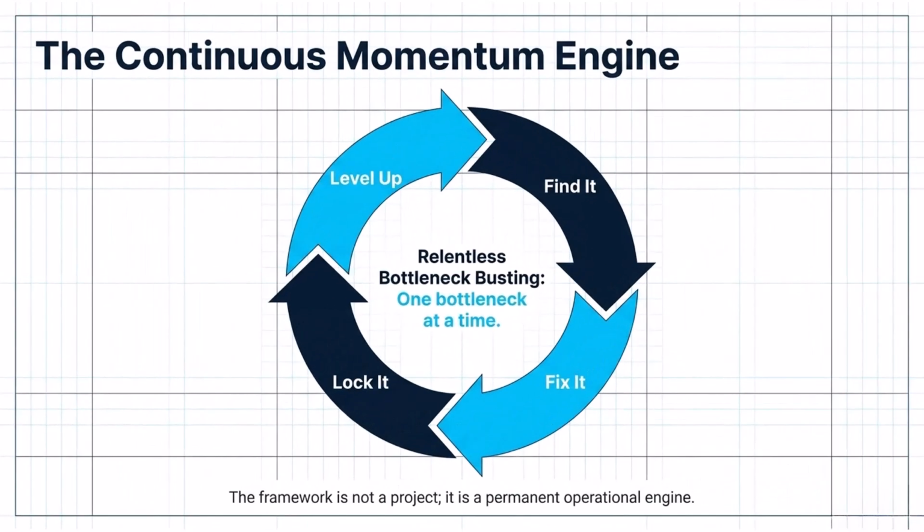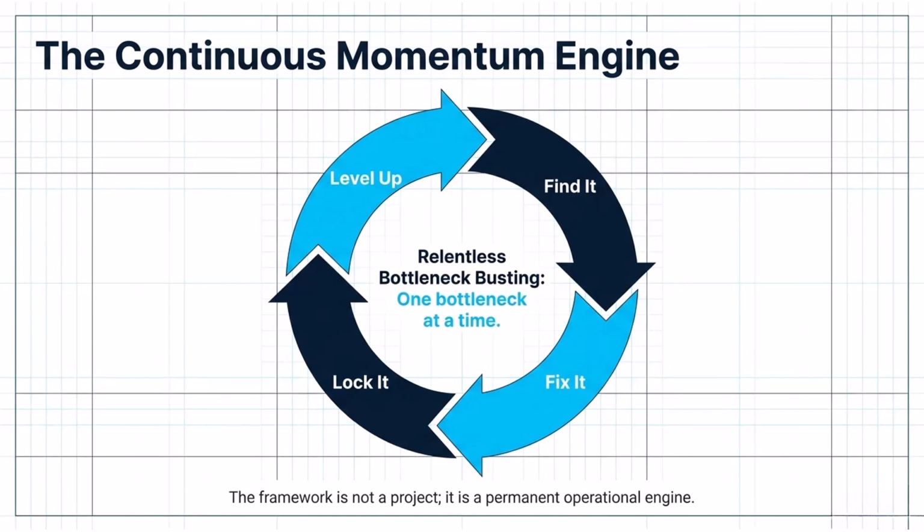So I want to put this into a bigger picture just for a moment, because inventory waste connects to something more fundamental. Every bottleneck you eliminate is one turn of this wheel. Find it, fix it, lock it, level up, repeat. This is how you build an operation that keeps getting better without you having to run a project every time something goes wrong.